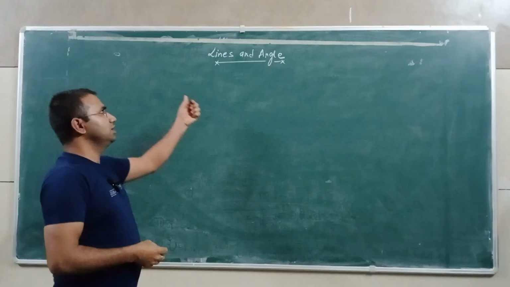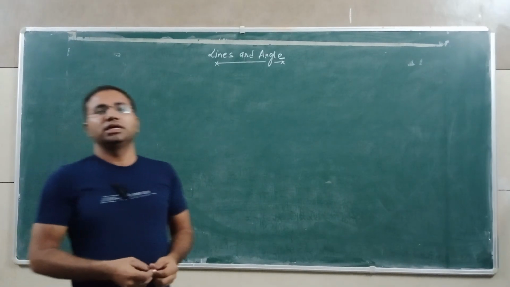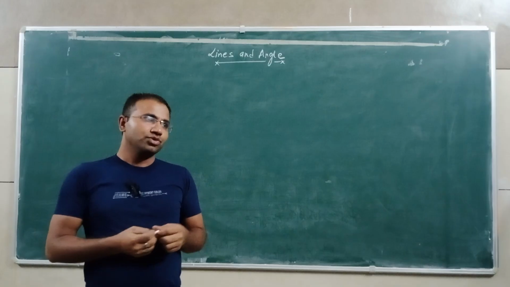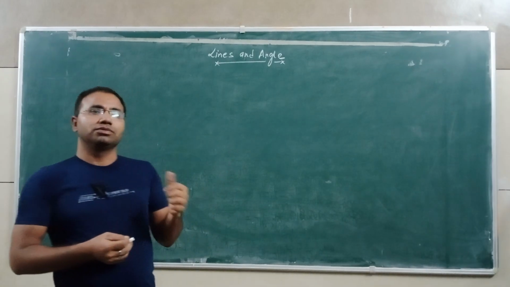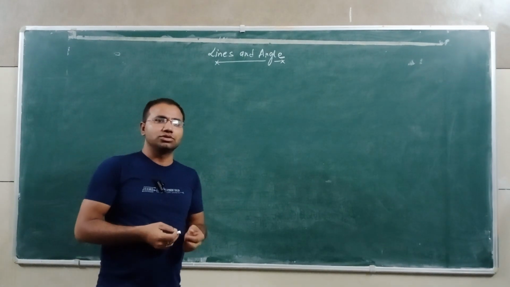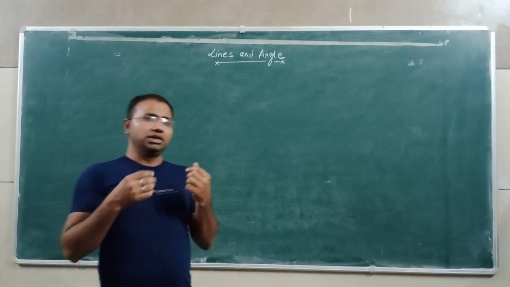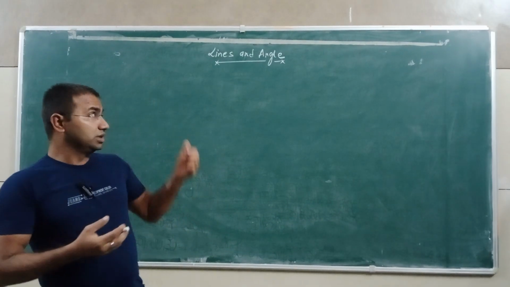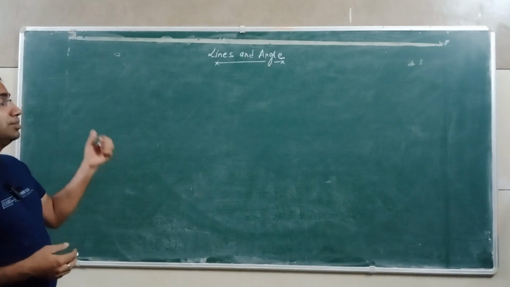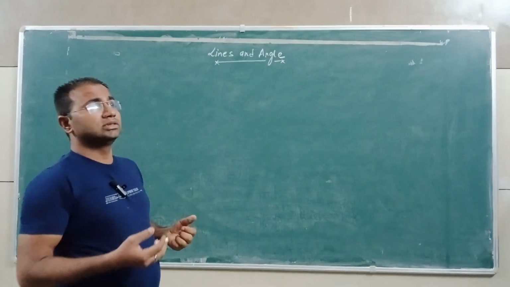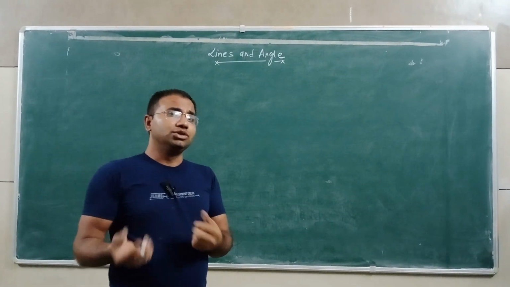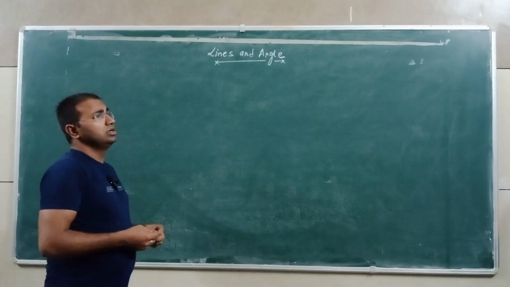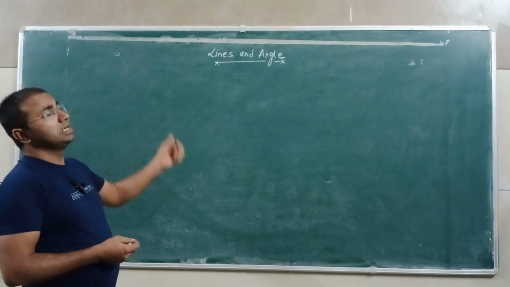See here what is written, lines and angle. Today we are going to discuss lines and angles. This is a topic of 7th class and 9th class also. If an 8th class student wants to listen to this, they can learn also, because in this we will learn some basic things that will be used in higher classes. Okay, so let us start today's topic of lines and angles.